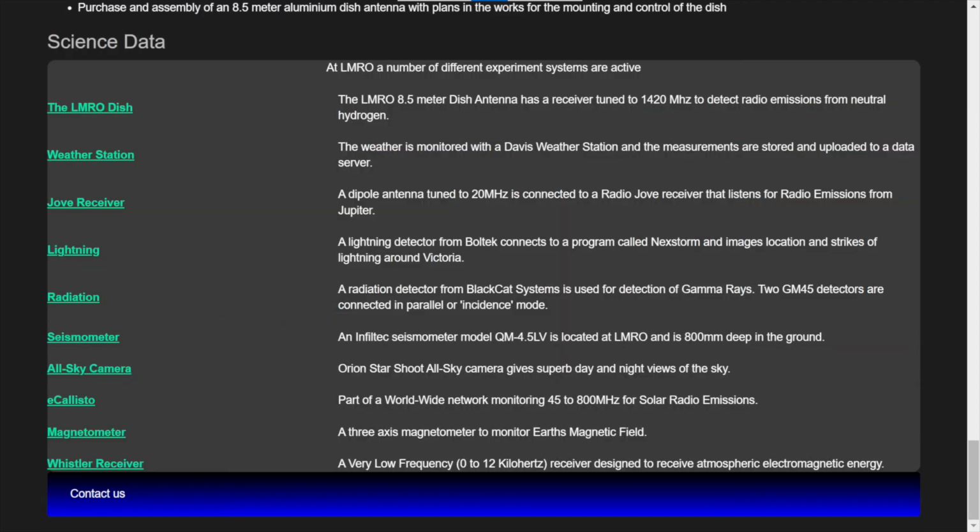Systems include Radio Jove for emissions from Jupiter, e-Callisto for emissions from the Sun, a gamma radiation detector and environmental monitor, a weather station and lightning detector, a seismometer and magnetometer, and a very low frequency Whistler receiver. Students can collect and analyze data from any of these systems and relate their findings to the underlying physics.